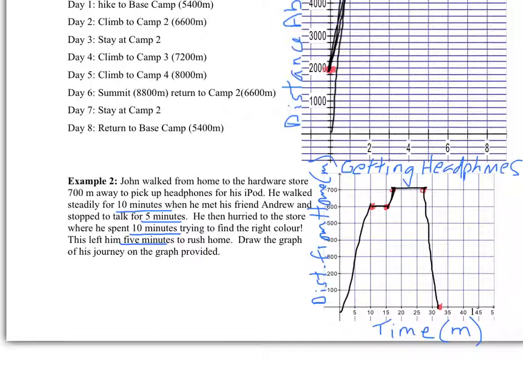But we've got our labels of our distance from home in meters, given the units and the reference of different distance, and the title of getting headphones, and our time and the units for time as well. So that's the end of the first page.